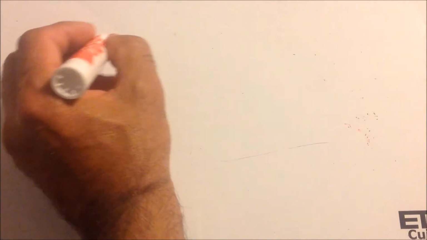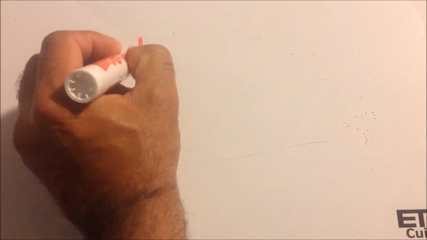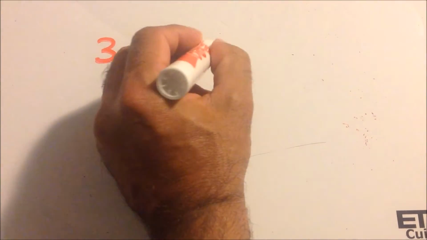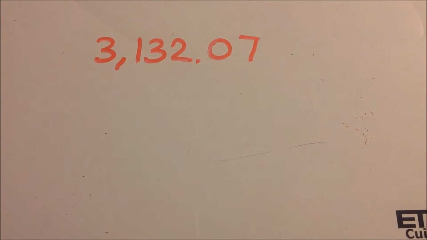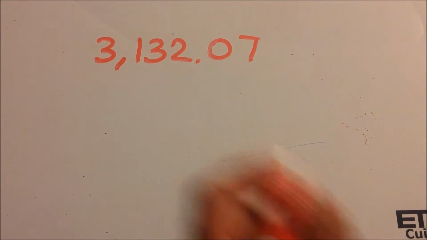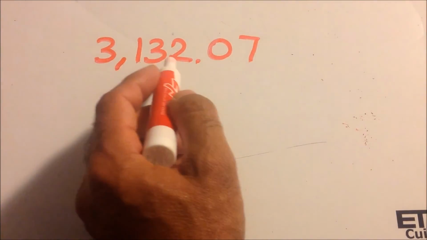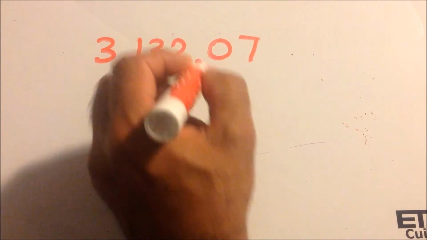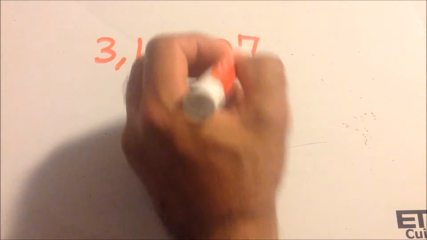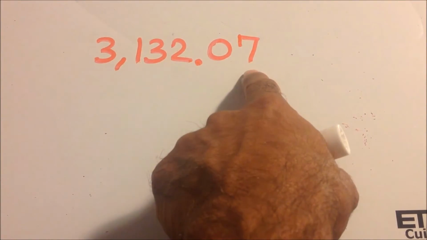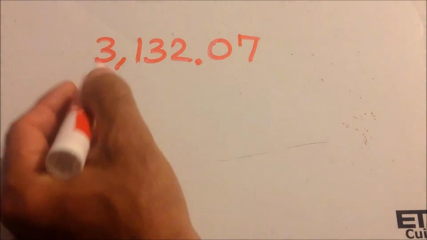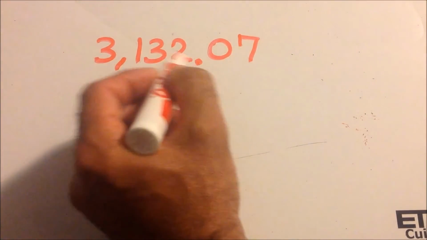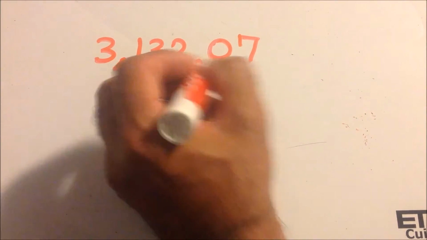What if I had this? How would you read that number? That's a comma, not a decimal. So what do you think? Well, we have 3,132 and 7 what? What's the place value? Hundredths. Good. So don't say 3,000 and 132. Remember, "and" means decimal.